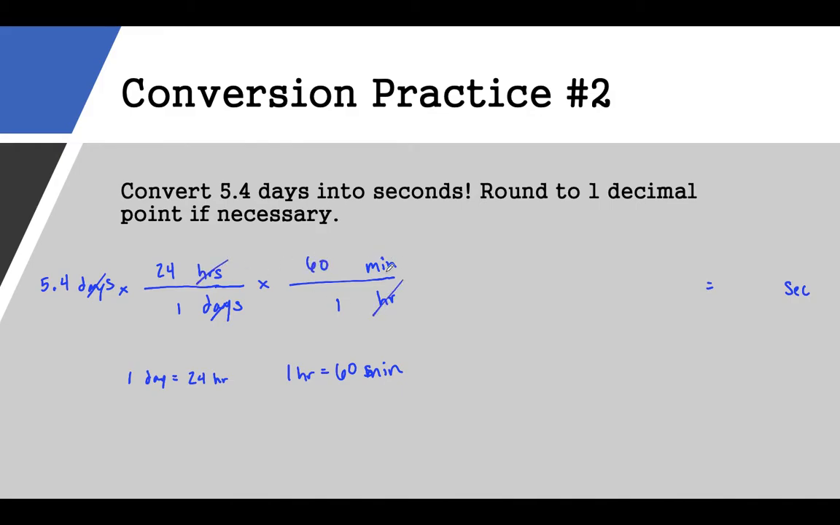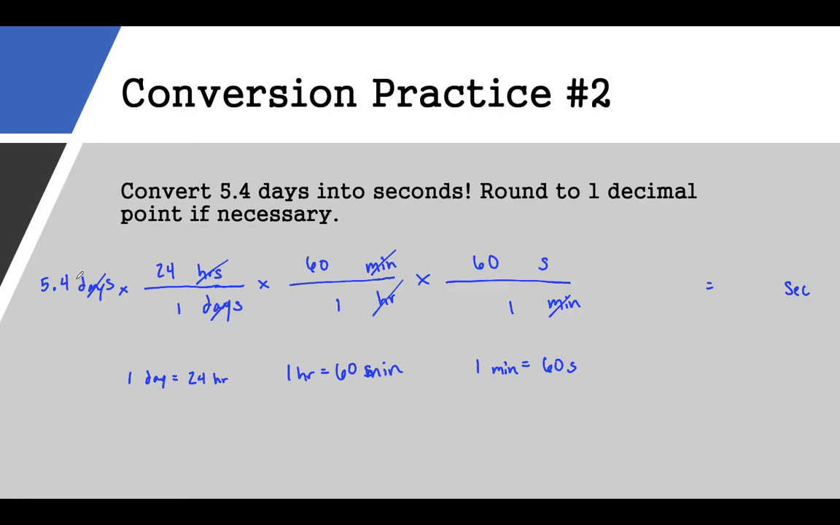And now my current unit are minutes. Since they don't match, I have one more step. I cancel out the unit minutes. I know my conversion factor, 1 minute equals 60 seconds. So I write it, 1 minute is 60 seconds. Cancel out minutes. And now my units match, meaning I can solve.